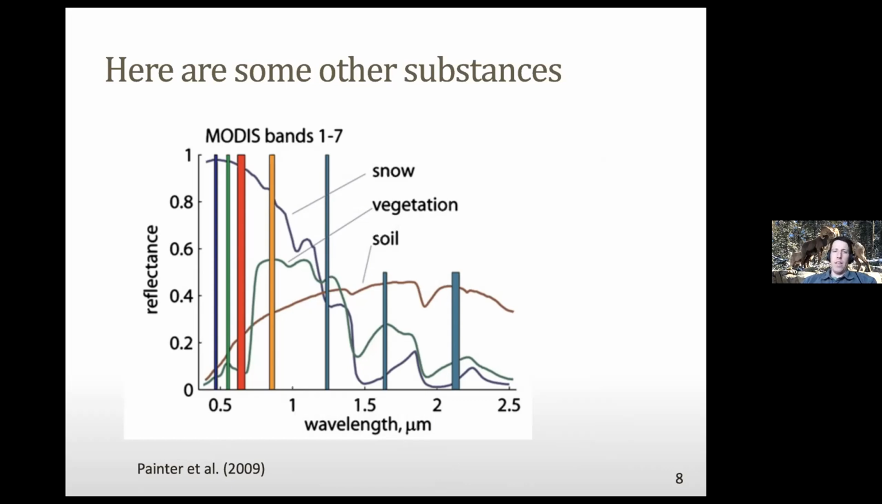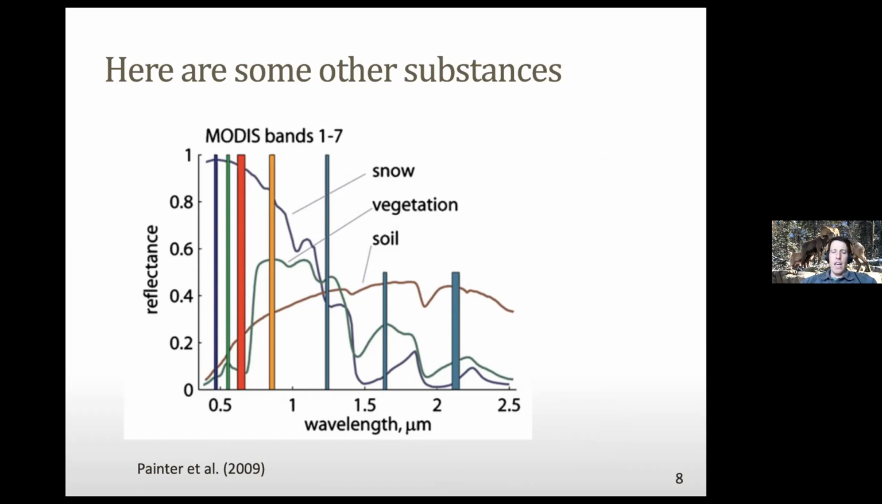It's not what's called a hyperspectral instrument, so it can't see that entire range of wavelengths. It can only see specific ones. But you can see that the soil is quite dark in the visible wavelengths, and then it actually steps up and gets brighter in the longer wavelengths.